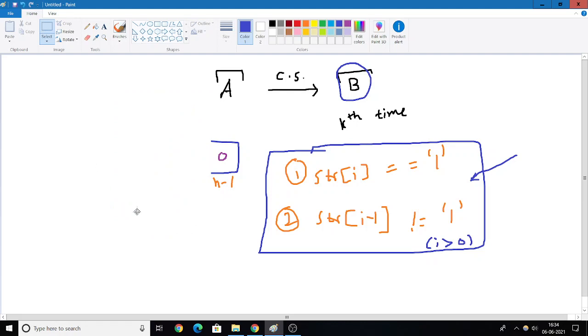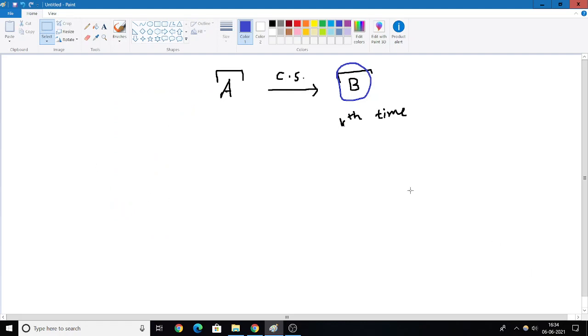Now the second part is that we have to tell the number of iterations for the kth time. What we just did basically gives us the B, but for the first time. We get this B for the first time, but we want it for the kth time.